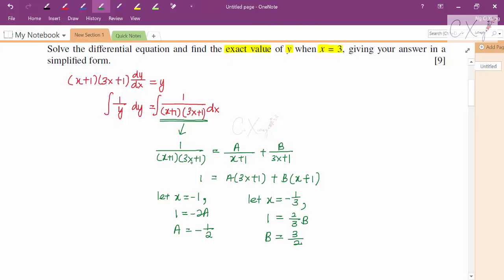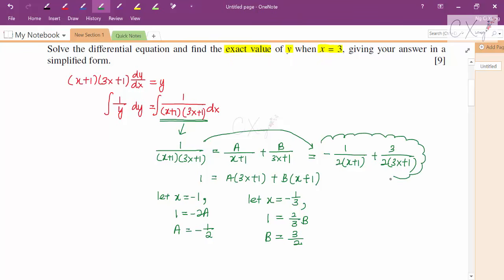right? And of course you can rewrite this again. So what's the answer for this? What's the partial fraction for this fraction? You will have -1/2 over (x + 1), and then plus 3/2 over (3x + 1). Okay, and again, this is an important result that we will need to use in the integration later. Okay, so once we already find out the partial fraction, we can continue with our step here.